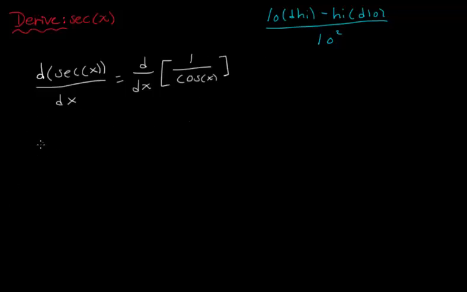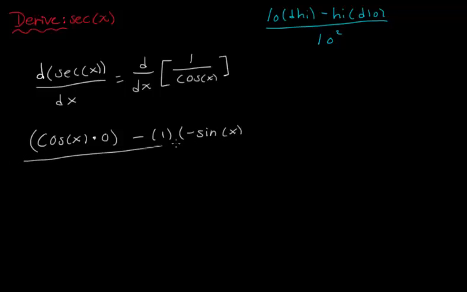So our low function, cosine of x, times the derivative of our top function, which is 1. And what's the derivative of any constant? Well, it's going to be 0. So times 0, minus our high function, so 1, times the derivative of our low function. So what's the derivative of cosine of x? Well, we know that's negative sine of x.